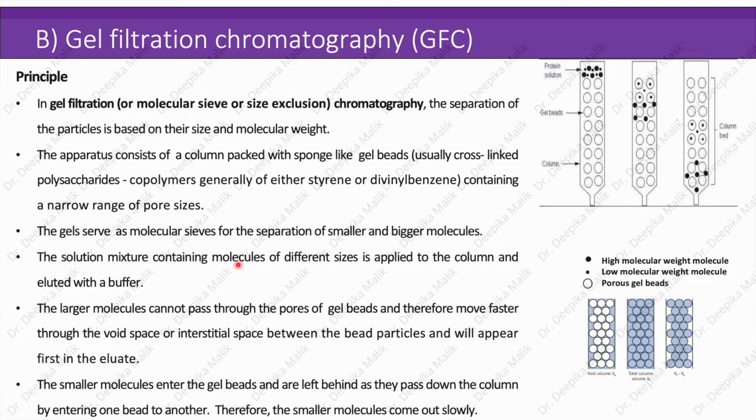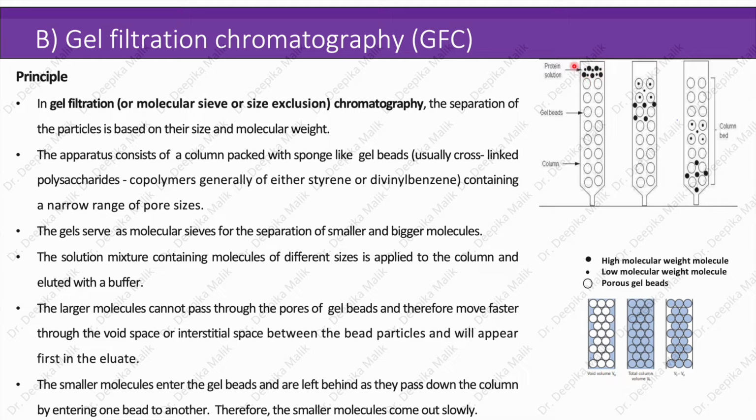The gels serve as molecular sieves for the separation of smaller and bigger molecules. The solution mixture containing molecules of different sizes is applied to the column and eluted with a buffer. The larger molecules cannot pass through the pores of the gel beads and therefore move faster through the void space or interstitial space between the bead particles and will appear first in the eluate. As told earlier, eluate is the fluid or mobile phase which is exiting the column. Now the smaller molecules enter the gel beads and are left behind as they pass down the column by entering one bead to another. Therefore, the smaller molecules come out slowly out of the column.